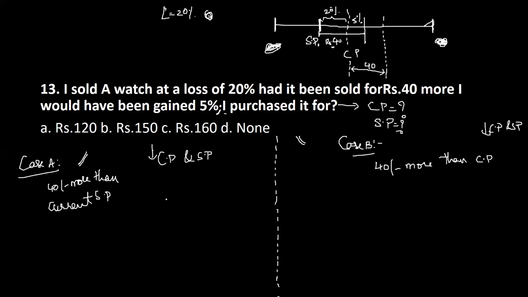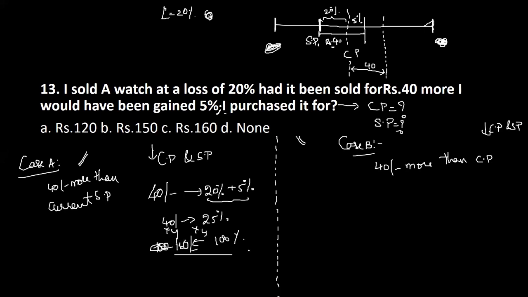So if you consider it as case A, that means what? 40 rupees will cover the 20% loss and also will gain you 5% profit. So overall, 40 rupees will represent 25% of the whole. So if 40 rupees is 25%, then 100% is how much? Into 4, so 160 rupees. If you do it in this way, it is this.